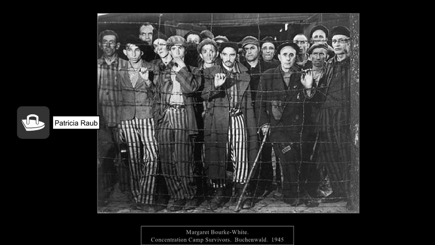This image was taken by Margaret Bourke-White of survivors of the Buchenwald concentration camp when it was liberated by Allied forces in 1945.